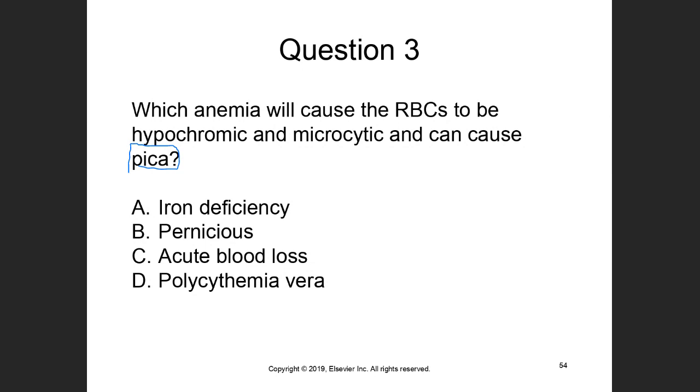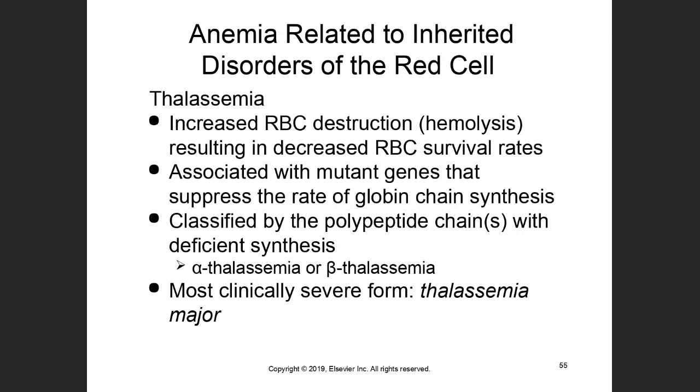Exactly. Listen, iron deficiency anemia is microcytic. Pernicious anemia is macrocytic. Okay, M and A, macrocytic anemia. Acute blood loss, that's normocytic. Polycythemia vera means a lot of RBC. It's not a type of anemia.